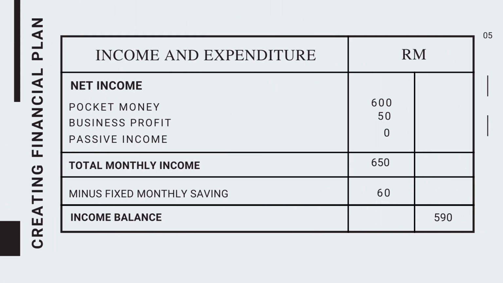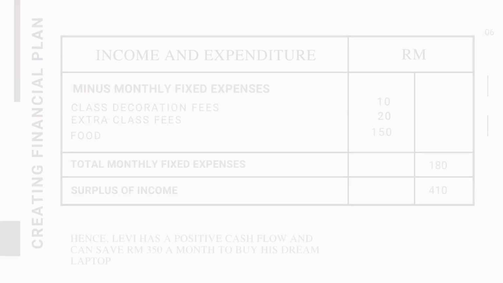And now we'll be creating a financial plan for Levi. After 30 days of saving, he received 600 ringgit pocket money and also 50 ringgit business profit. Other than that, he received 0 passive income. Thus, the total monthly income is 650 ringgit. After we minus the fixed monthly saving, which is 60 ringgit, the income balance is 590 ringgit.